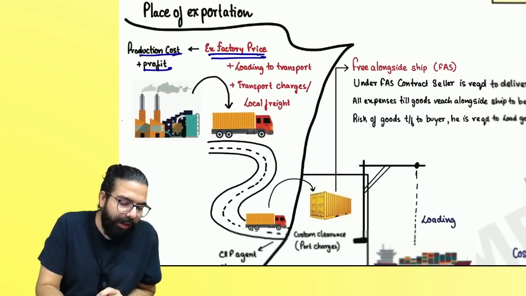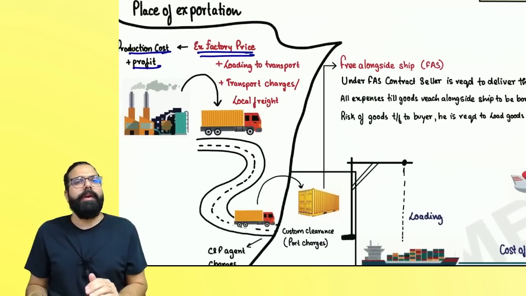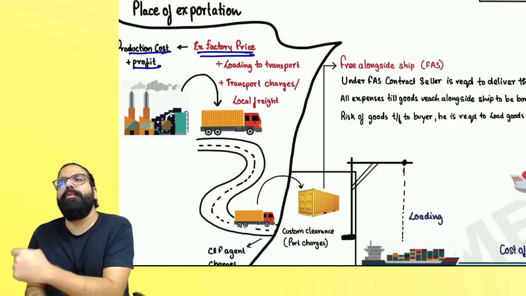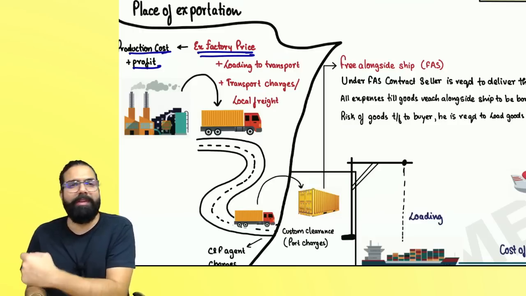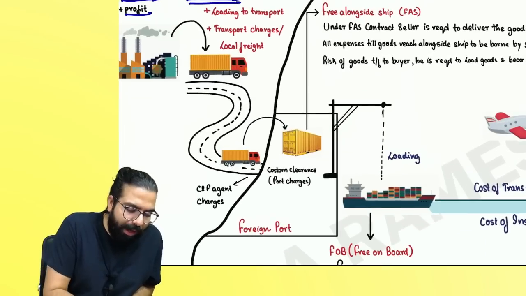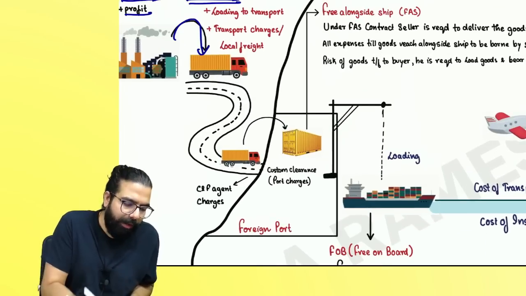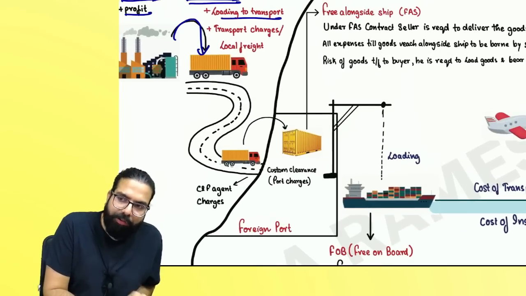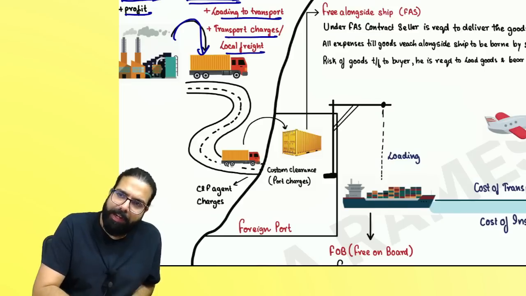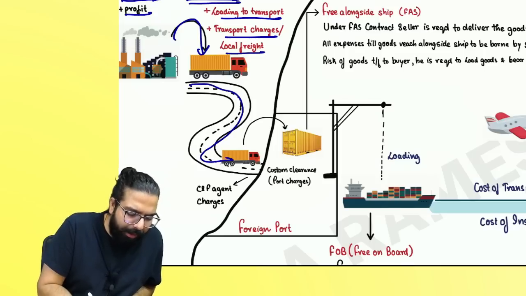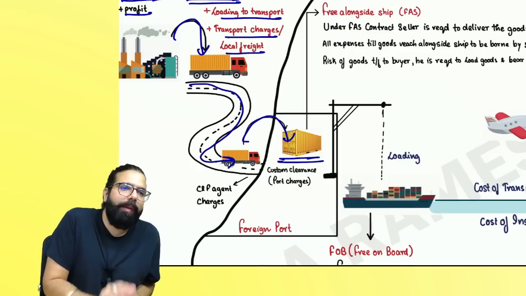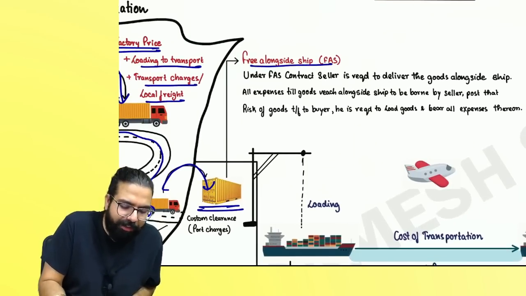Now, sir, if I tell one person that I want the machine at least till the port, you make the machine reach, then he will give me the free alongside ship price. What is the free alongside ship price? He will say, okay, I will load the machine in the truck, I will pay the loading cost, transportation cost, then whatever is the freight insurance in our country, we will pay and we'll make the goods reach till the port, alongside the ship. That is known as the free alongside ship contract.